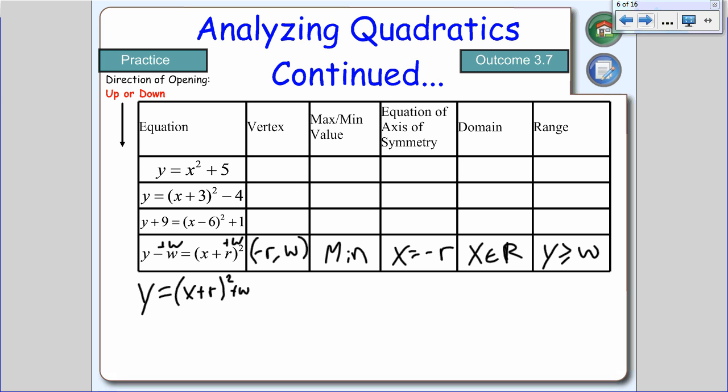Where do you look for the a value? Is it in front of the bracket? It's always in front of the brackets. Because there you see, if there's nothing there, it's positive 1. Yeah, good question.